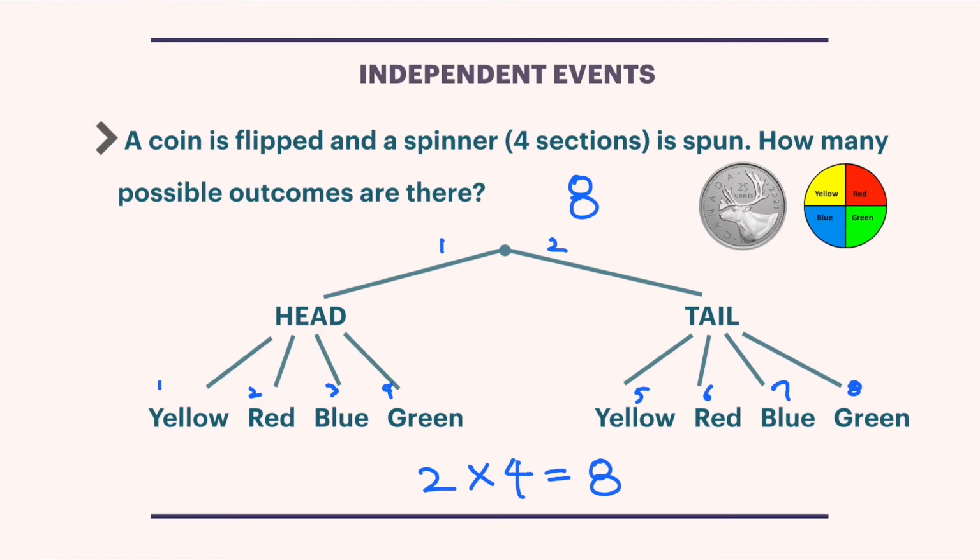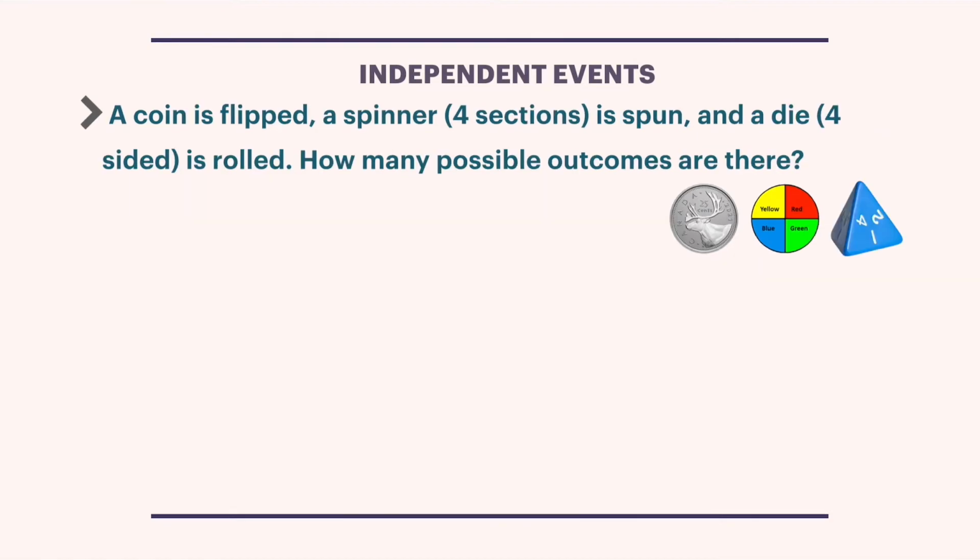And this principle stays the same even if you add a third event. So in this case, a coin is flipped, a spinner is spun, which is the same as the previous question. But now we also have a die, 4-sided. How many possible outcomes are there?